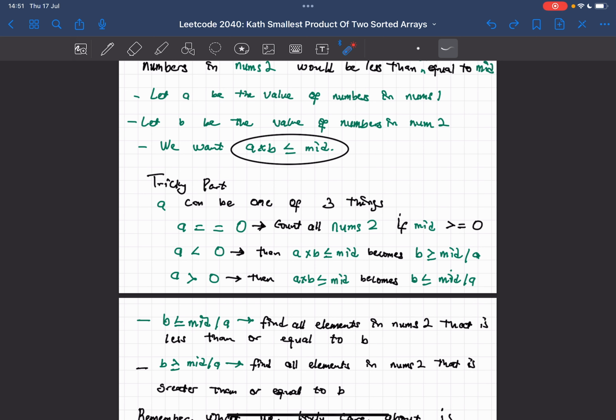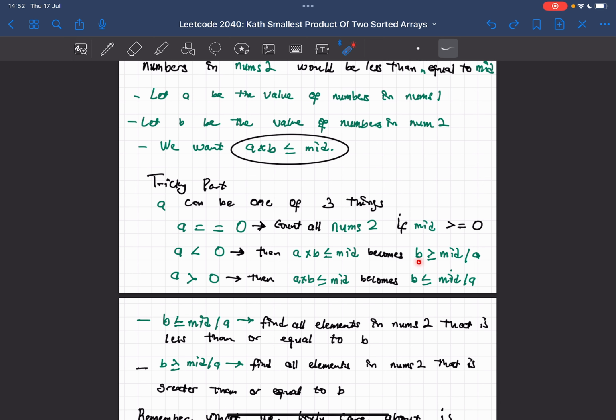Now, what about when A is a negative number, meaning it is less than 0? Then by the law of inequalities, when multiplying by a negative number in an inequality, it means that a times b less than or equal to mid will become b greater than or equal to mid divided by a, because what we want to find is the values in b that we can multiply with a that are less than or equal to mid. Again, I'll take that again. The values in nums2 that you will multiply with a that are less than or equal to mid, right?